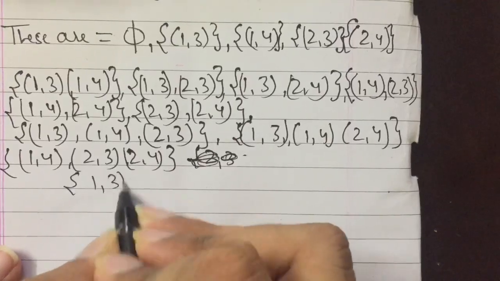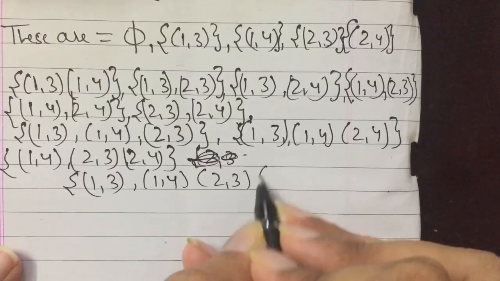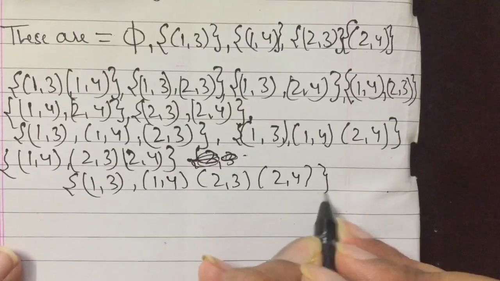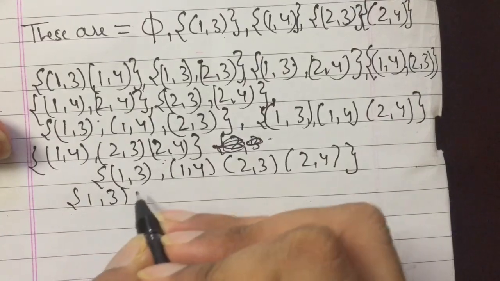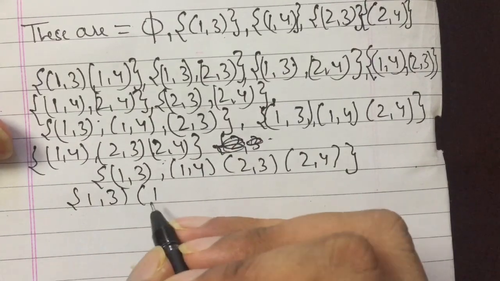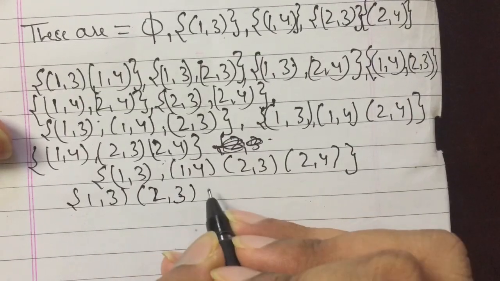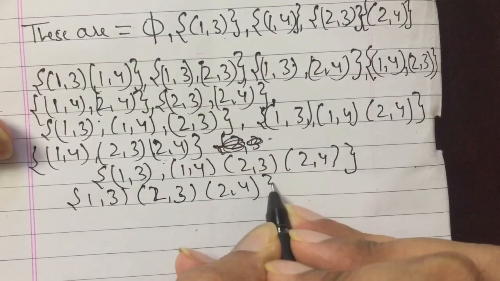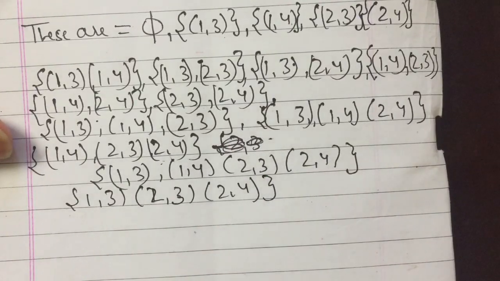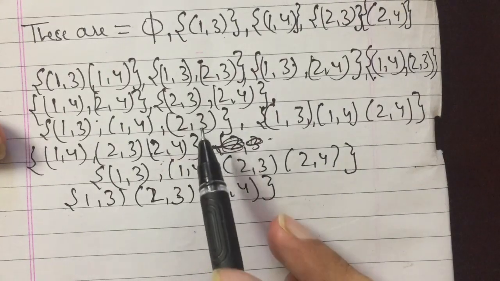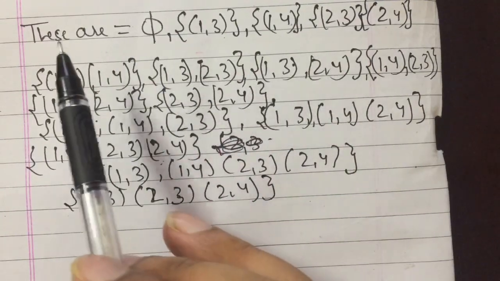So four elements means (1,3), (1,4), (2,3), (2,4), right? These are 16 subsets we have written of this set A cross B.